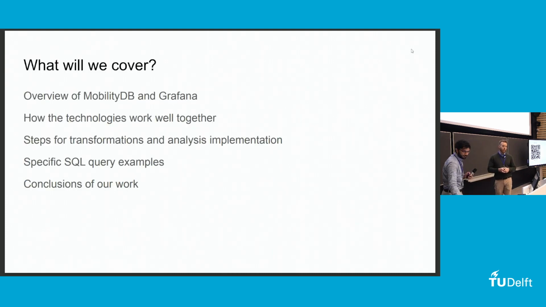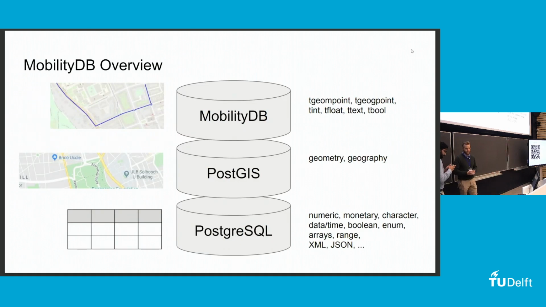So what are we going to do? We're going to cover 5 different things. We'll give you an overview of what MobilityDB and Grafana are, and how these technologies work well together. Then some steps we went through for transforming data and some analysis that can be done. We'll give you some specific SQL query examples, but it's really just to get a vibe of what's going on, so don't worry, we're not getting into too much detail. And then a conclusion of our work. We did stay up a little bit last night to put together a live demo. We'll see. Either way, it's going to be a very exciting ending.